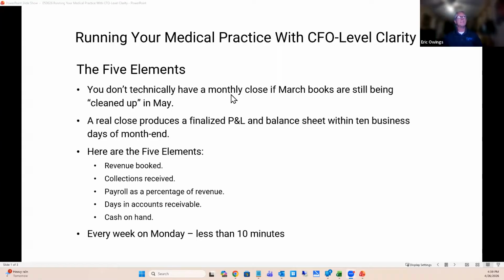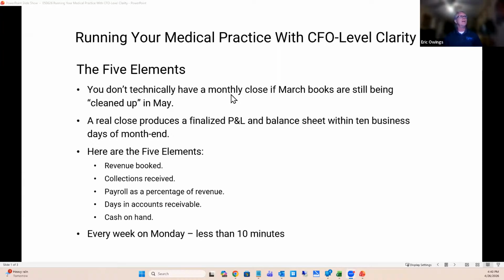You don't technically have a monthly close if your March books are still being quote unquote cleaned up in May. If you've got transactions sitting out that have not been coded and categorized properly, then you basically have incomplete information, and that needs to be updated on a regular basis. So a real close produces a finalized profit and loss as well as balance sheet. And I didn't say here, but also a statement of cash flows is extremely vital to have within 10 business days of month end. It's possible to do. If your bookkeeper is on the ball, you really should have everything categorized well within 10 days.